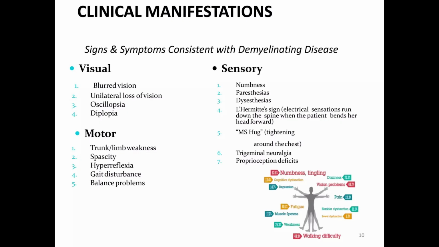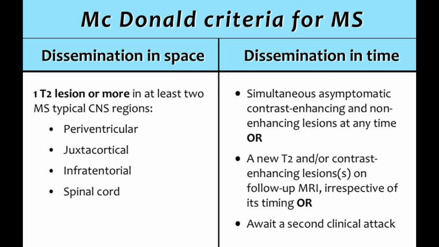But amidst all that chaos, there is a unifying framework for diagnosing MS, and it revolves around a core concept: dissemination in time and space. Dissemination in time and space. This is the bedrock of the McDonald criteria.